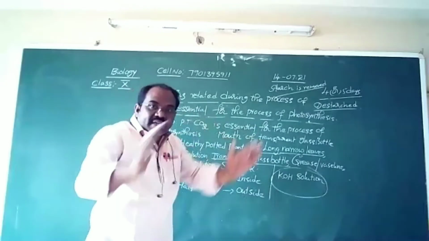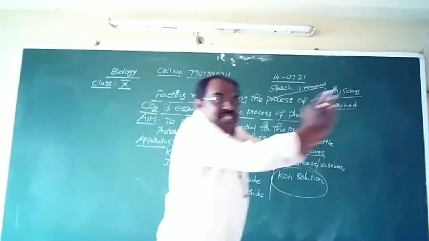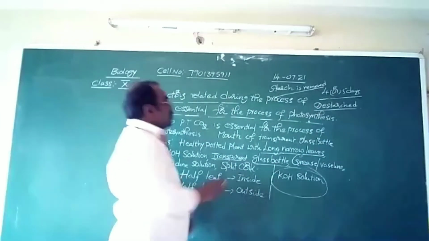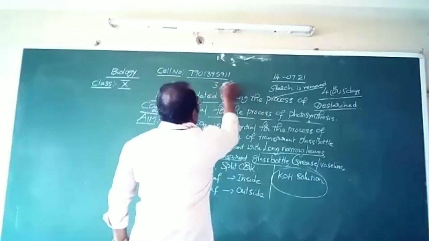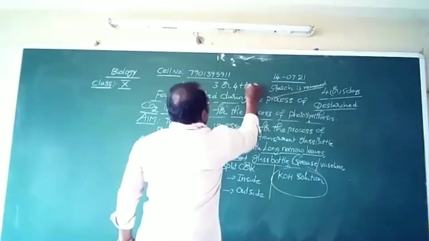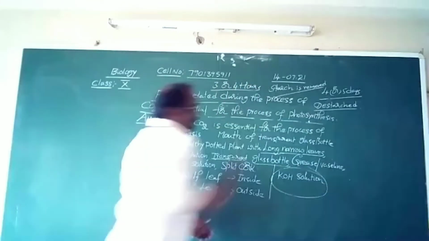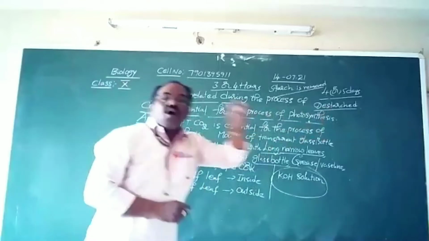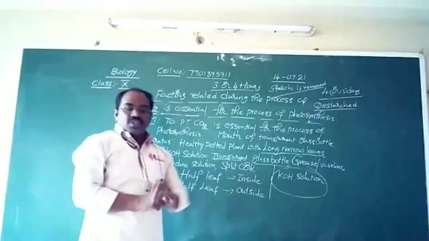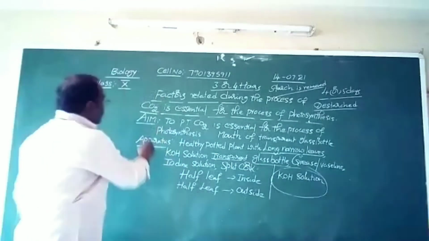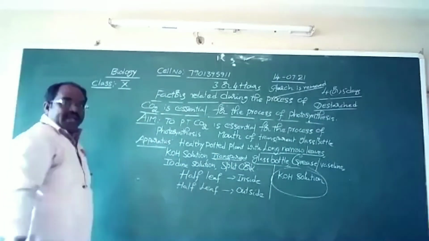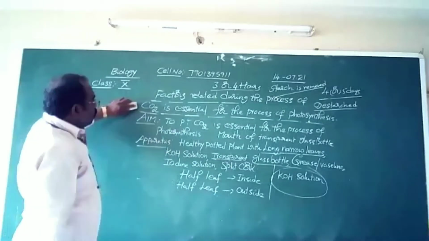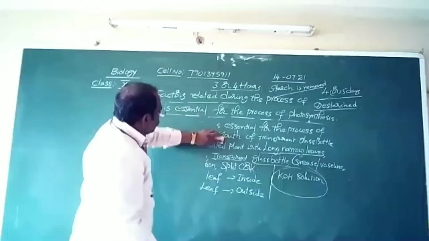After that, the entire setup is kept in sunlight for 3 or 4 hours. This is the procedure. First of all, aim and apparatus, and now the procedure.